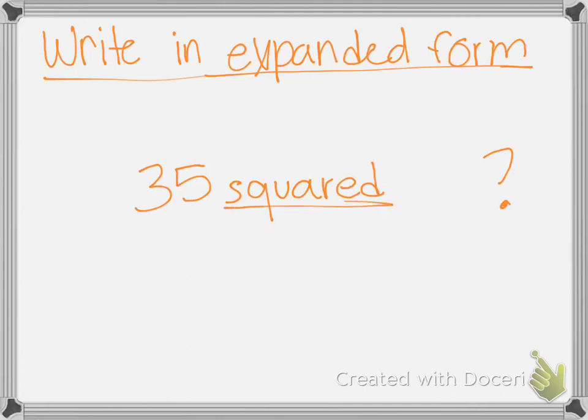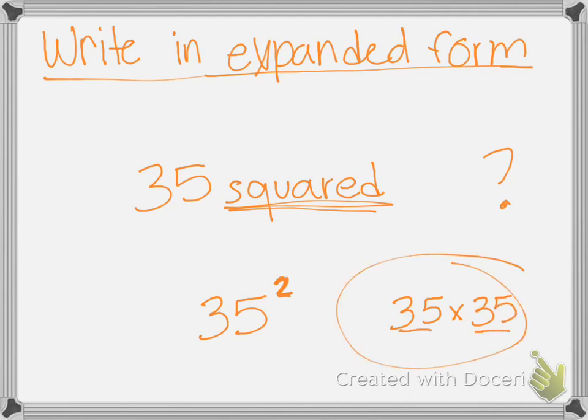So 35 squared, I know squared means 2, so 35 to the second power, that's what it would look like in exponential notation, but in expanded form, the long form, it would look like 35 times 35, two 35s. This would be the correct answer.